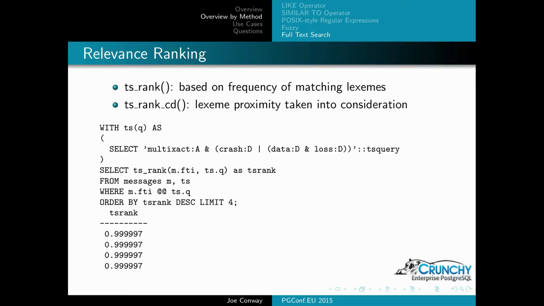This is the way of calculating ts_rank, and then you can use that as what you order by in order to just grab the most relevant items. So if you want to find the top 10 items in terms of relevance or something like that.